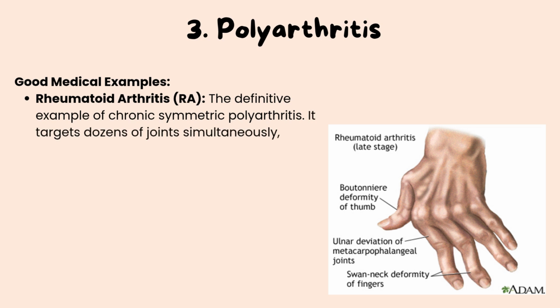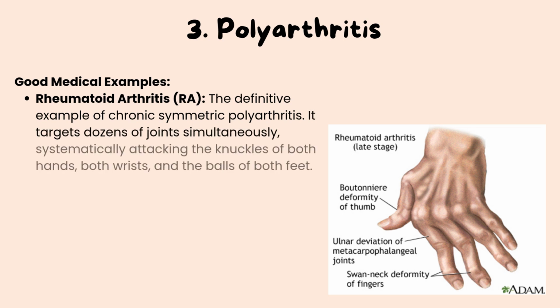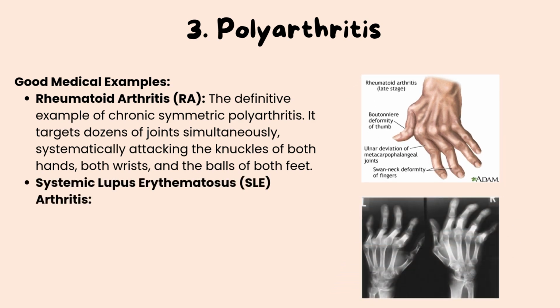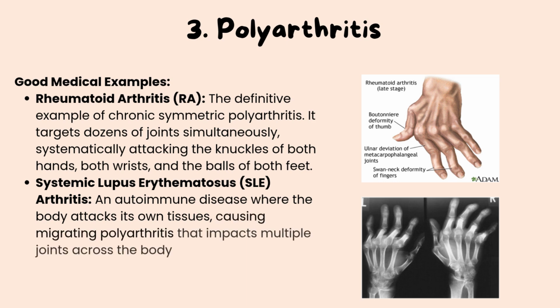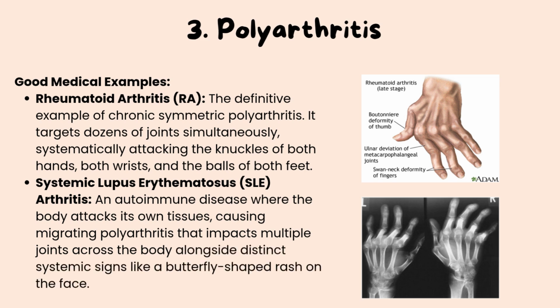It targets dozens of joints simultaneously, systematically attacking the knuckles of both hands, both wrists, and the balls of both feet. Systemic lupus erythematosus arthritis. It is an autoimmune disease where the body attacks its own tissues, causing migrating polyarthritis that impacts multiple joints across the body, alongside distinct systemic signs like a butterfly-shaped rash on the face.